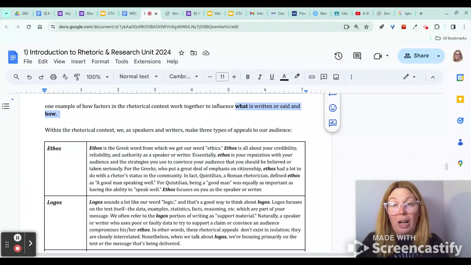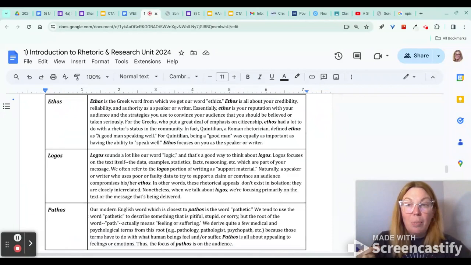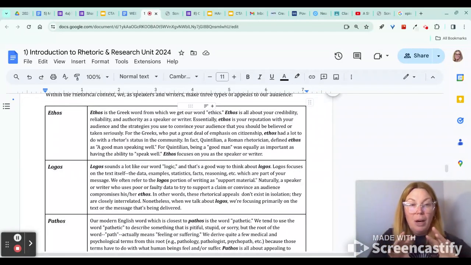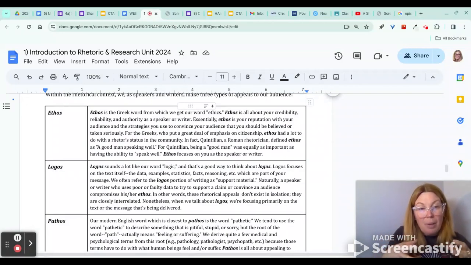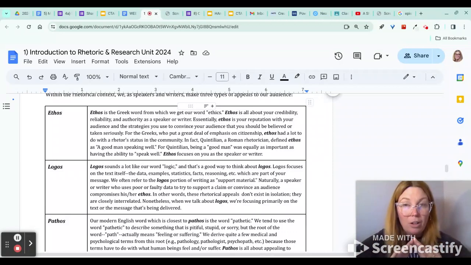So within the rhetorical context, we, as speakers and writers, make three types of appeals to our audience. And this little chart here, which is on page 4 of your packet, is going to break down a little bit more about what you heard me say earlier in this video: ethos, logos, and pathos. So we have different types of appeals that build some credibility, build some evidence, and help us be more persuasive. And Aristotle broke it down into what we call a rhetorical triangle that's built around ethos, logos, and pathos. So let's figure out what these terms mean.